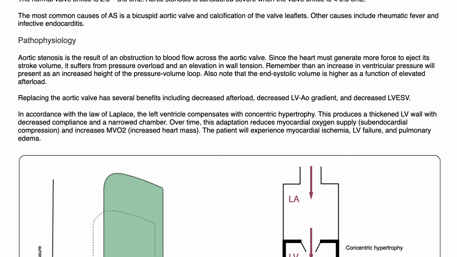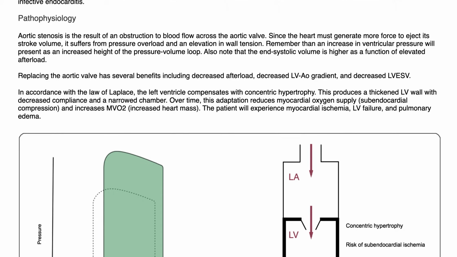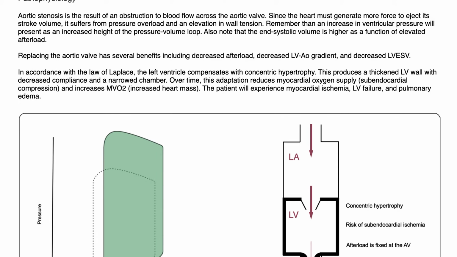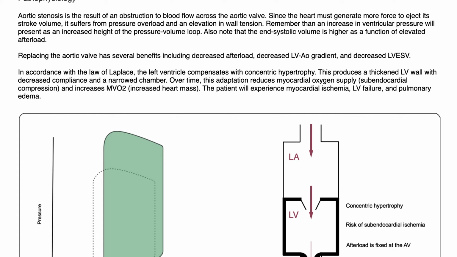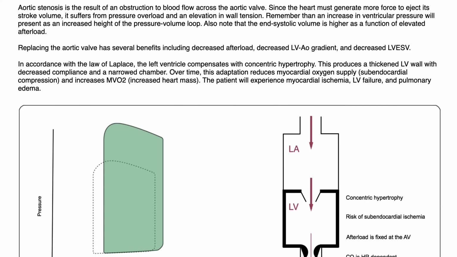Pathophysiology. Aortic stenosis is the result of obstruction to blood flow across the aortic valve. Since the heart must generate more force to eject its stroke volume, it suffers from pressure overload and elevation in wall tension. Remember that an increase in ventricular pressure will present as an increase in height on the pressure volume loop. Also note that the end systolic volume is higher as a function of elevated afterload.